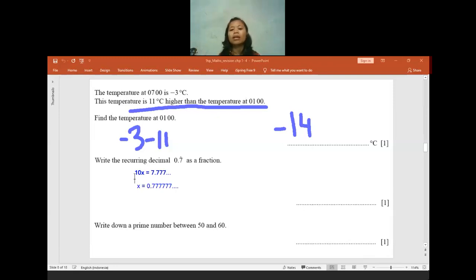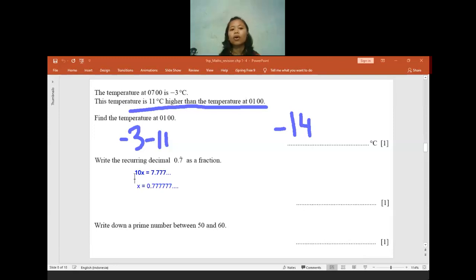To get a number less than -3, I need to do subtraction, not addition. Because this temperature is 11 degrees Celsius higher than the temperature at 1 o'clock. So it means 1 o'clock is colder, not warmer.